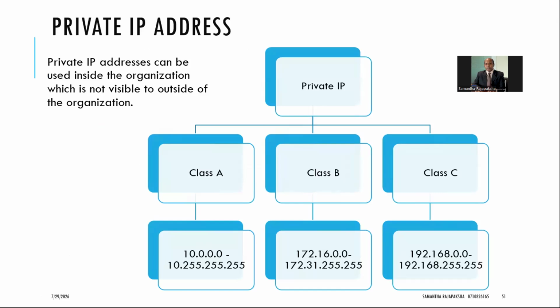Then the next one is the private IP address range. What are these private addresses? Private addresses are used within the organization. Whatever you like, you can use it. That is called the private IP, which is not publicly available for others. That is for internal purposes.